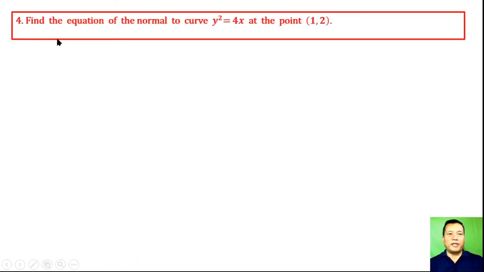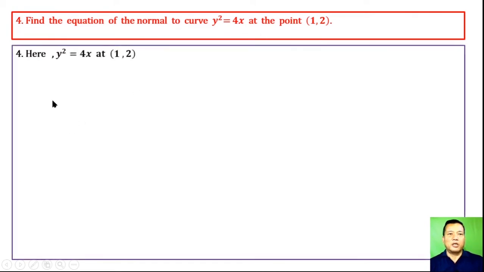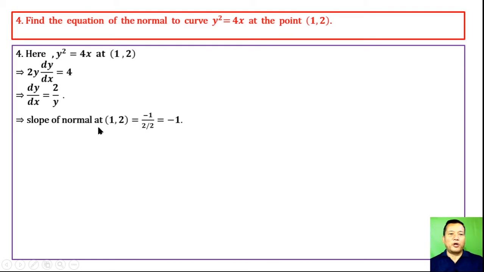Question number 4. Find the equation of the normal to this curve at a point this. The curve is y square equal to 4x. Therefore, its derivative with respect to x is this. And from this, we find dy by dx, whose value is 2 by y. Slope of the normal at (1, 2) is minus 1 divided by the slope at this point, that is minus 1 divided by 2 by y, that is 2 by 2.